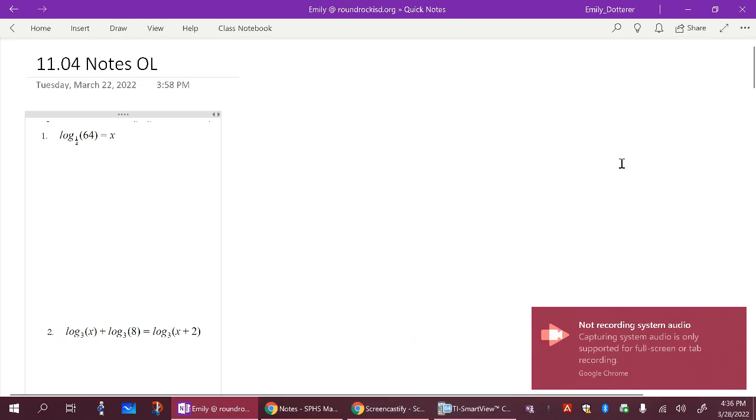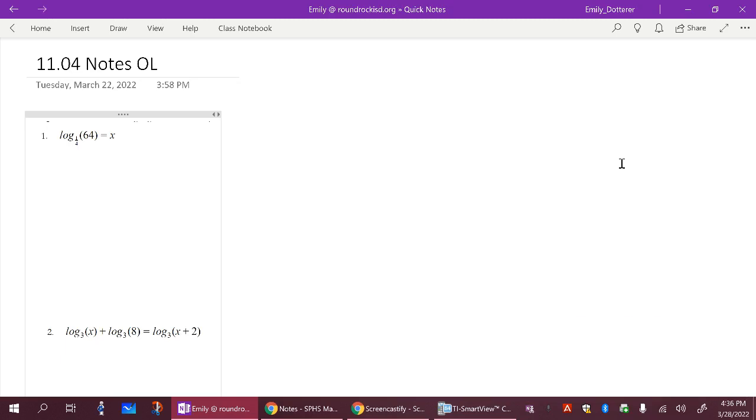Okay, so what we are going to do today is solve more logarithmic and exponential equations. And we're going to do that primarily with the exponent laws and logarithmic properties that we looked at last class.